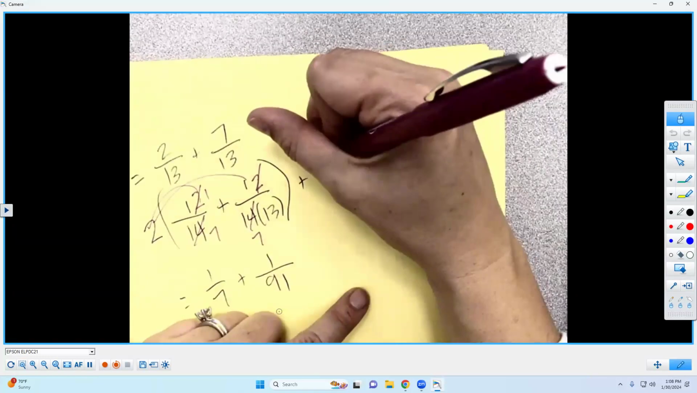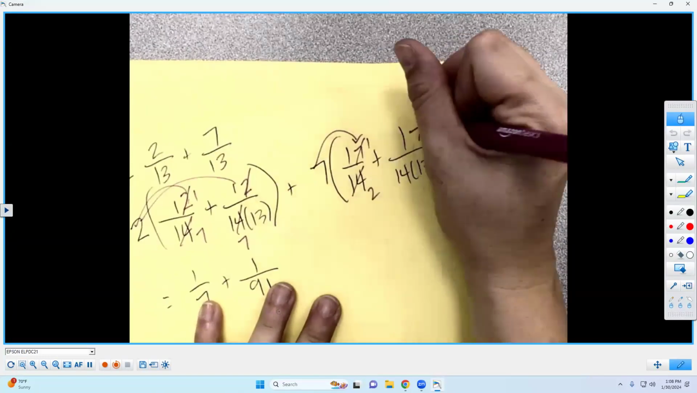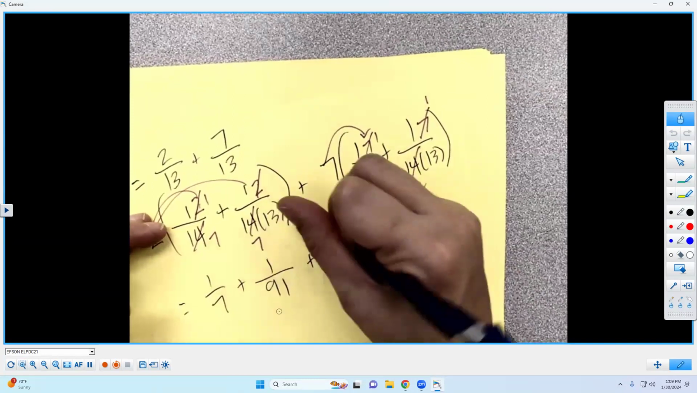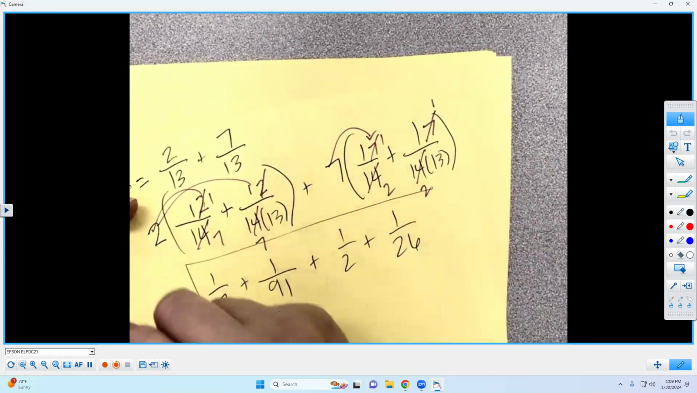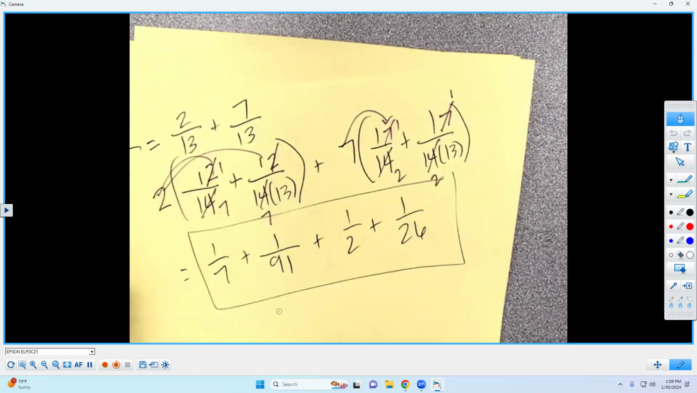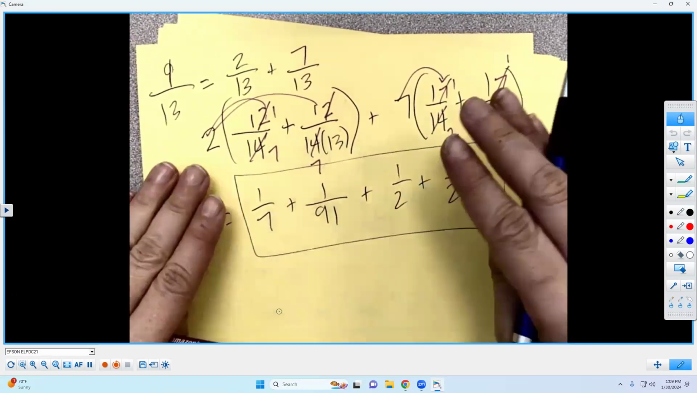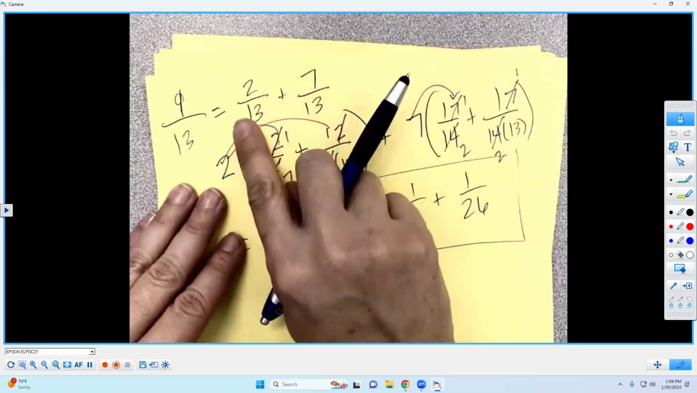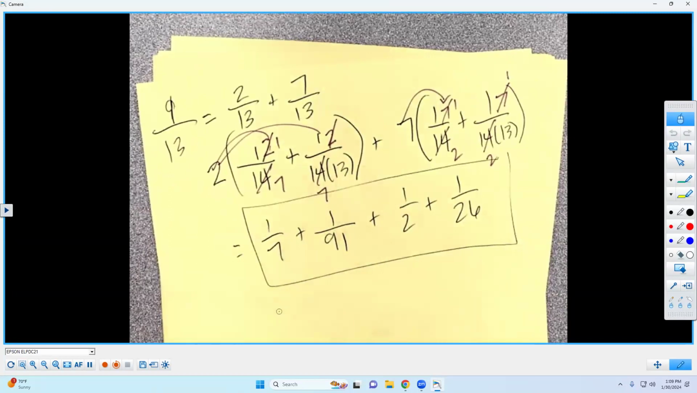Here when I distribute the 7, 7 and 14 reduce to 1/2. Put 7 here, that also reduces to a 2, and 2 times 13 is 26. So this is plus 1/2 plus 1/26. And that's 4 unit fractions that all have different denominators. So this method you have to think about, but I would rather think about it instead of having to do 1/13, break it down, and think of how many answers you would have there. So let's do a couple of those.